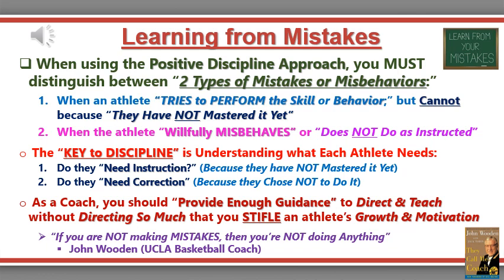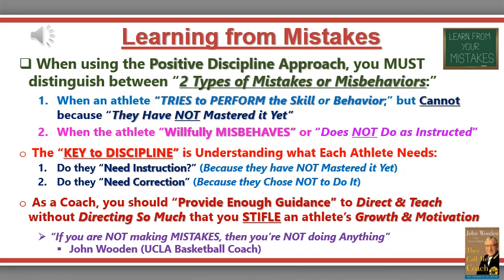Or part two. This might not be a mistake. This is where it becomes a misbehavior. When the athlete willfully misbehaves, they decide to not do what they're instructed. They might still be in the learning process. It might be a mistake, but they choose to not do it. It's not because they haven't mastered it yet. They willfully determine, I'm not going to do that. So it's a conscious choice, not just a skill breakdown.